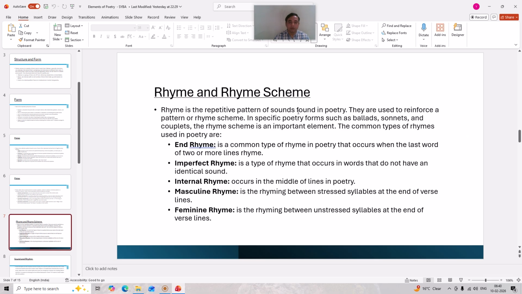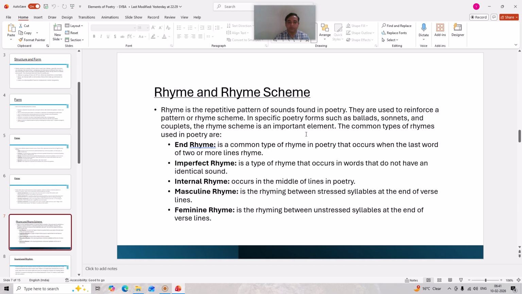Next element of poetry is rhyme and rhyme scheme. Rhyme is a repetitive pattern of sounds found in poetry. They are used to reinforce a pattern or a rhyme scheme in specific poetry forms such as ballads, sonnets, couplets. Rhyme scheme is an important element.